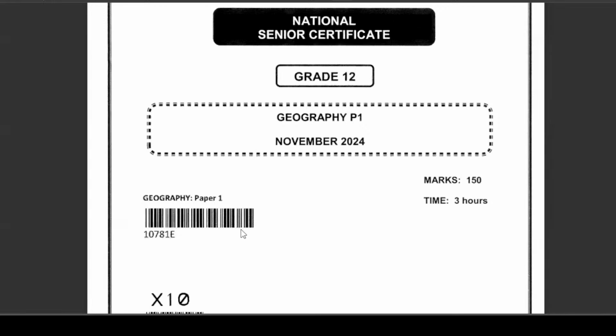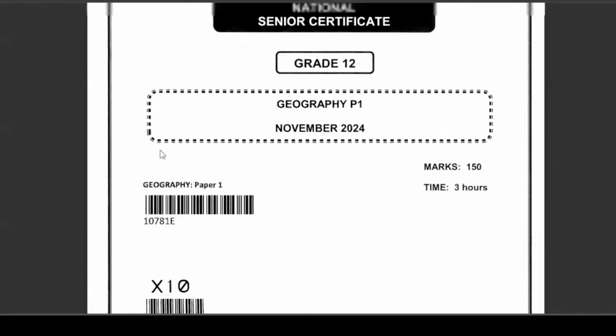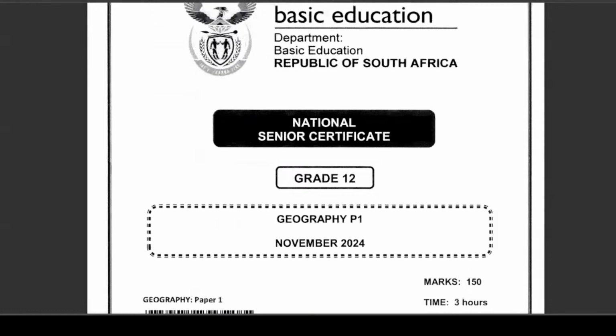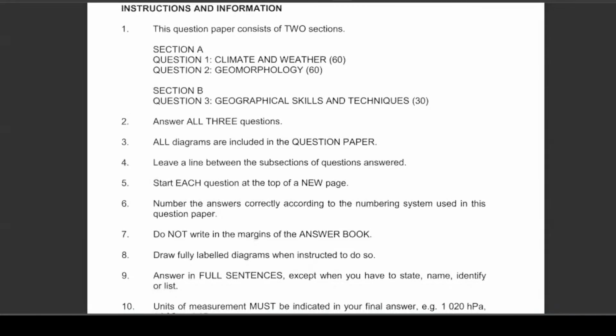As usual, just a reminder of the setup of our papers. The paper is always structured in two sections. Question number 1, which is climate and weather, out of 60 marks. And question number 2, which is geomorphology, which also consists of 60 marks. And the last section will be the section on geographical skills and techniques, which is Mapwork. So basically, that is how the paper is structured. And as usual, you're supposed to answer all the questions in the paper.